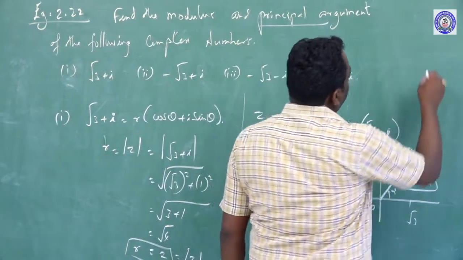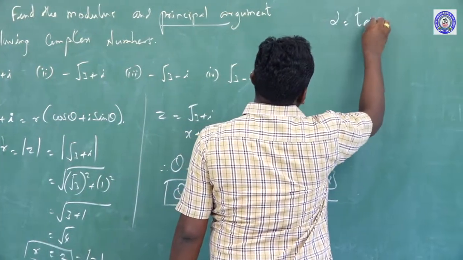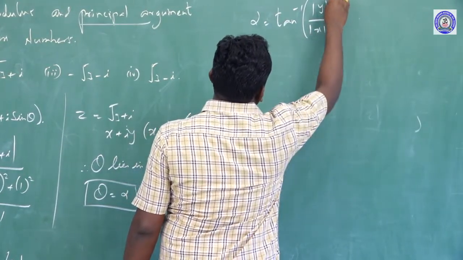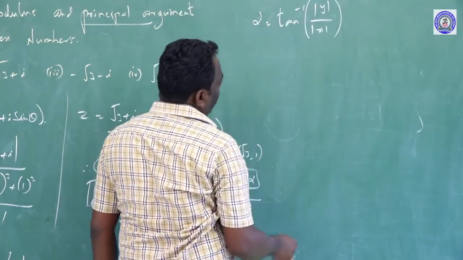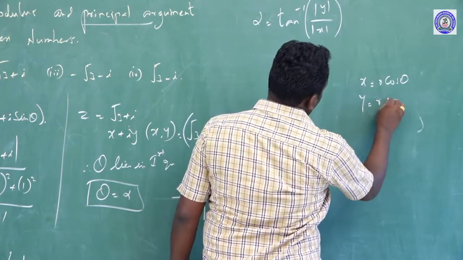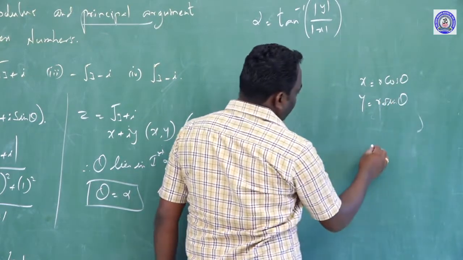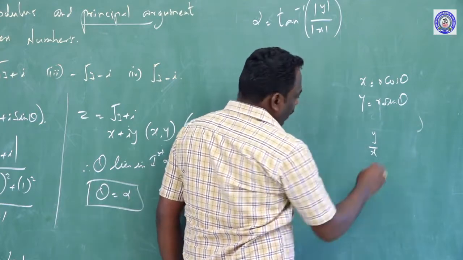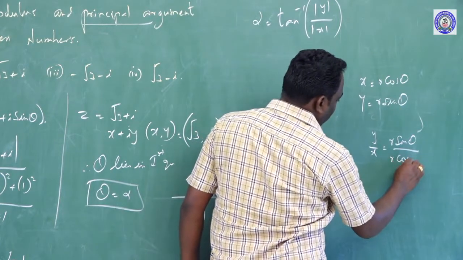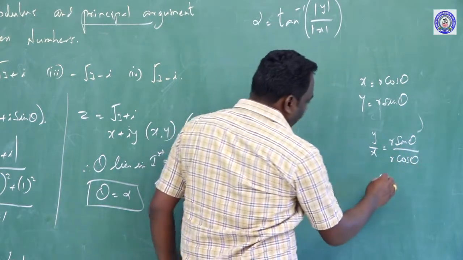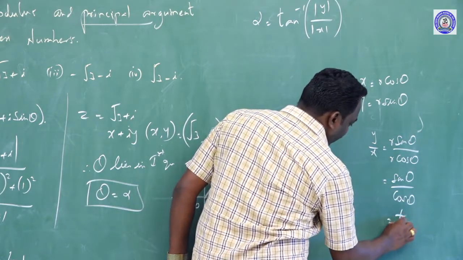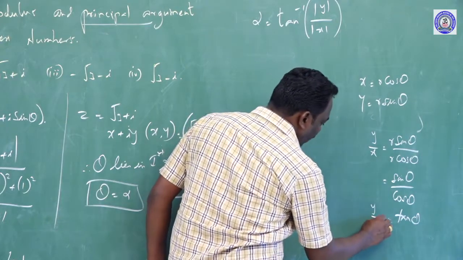We have the formula: alpha is equal to tan inverse of modulus of y by modulus of x. So what is meant by this ratio? We know x equals r cos theta, y equals r sin theta. Now just write y by x, that is equal to r sin theta by r cos theta. So r will cancel, leaving sin theta by cos theta, that is defined by tan theta, that is equal to y by x.